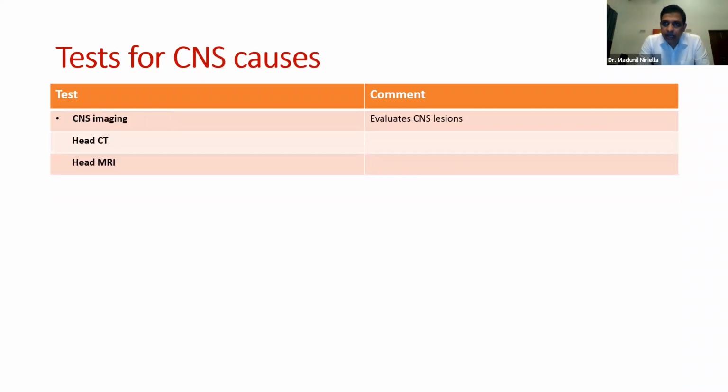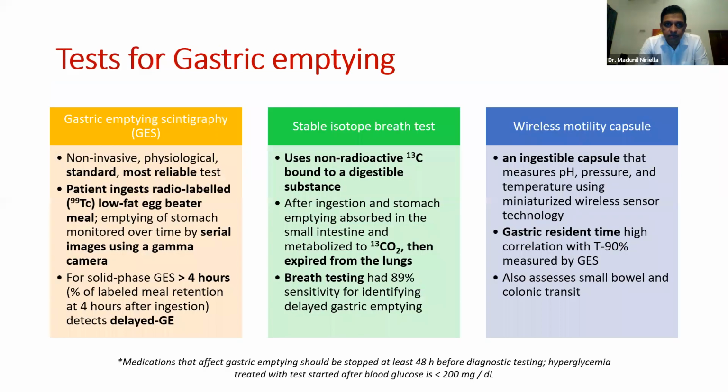And we should not forget CNS imaging if indicated to evaluate CNS lesions, either CT or an MRI of the head to exclude a central lesion as a cause of chronic nausea and vomiting in appropriate patients.